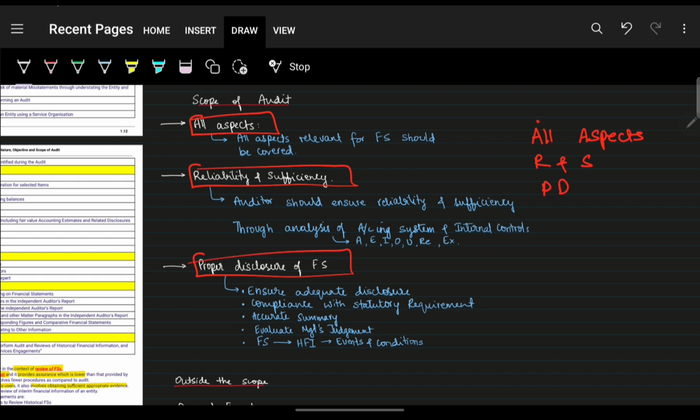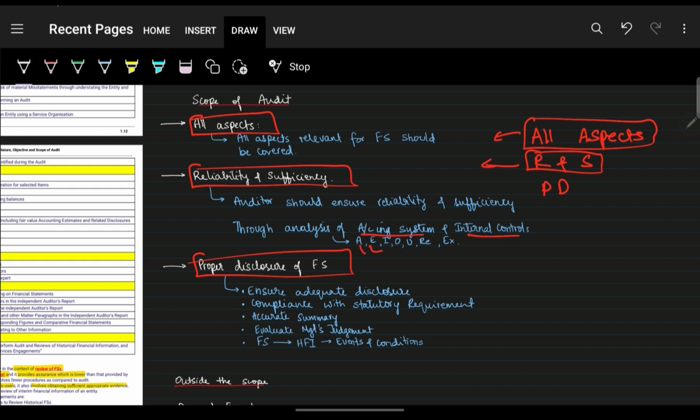First, it covers all aspects of the financial statement. All aspects of the financial statement should be covered in the audit. He should ensure that reliability and sufficiency is maintained. How will he do this? Through the analysis of the accounting system and the internal controls.